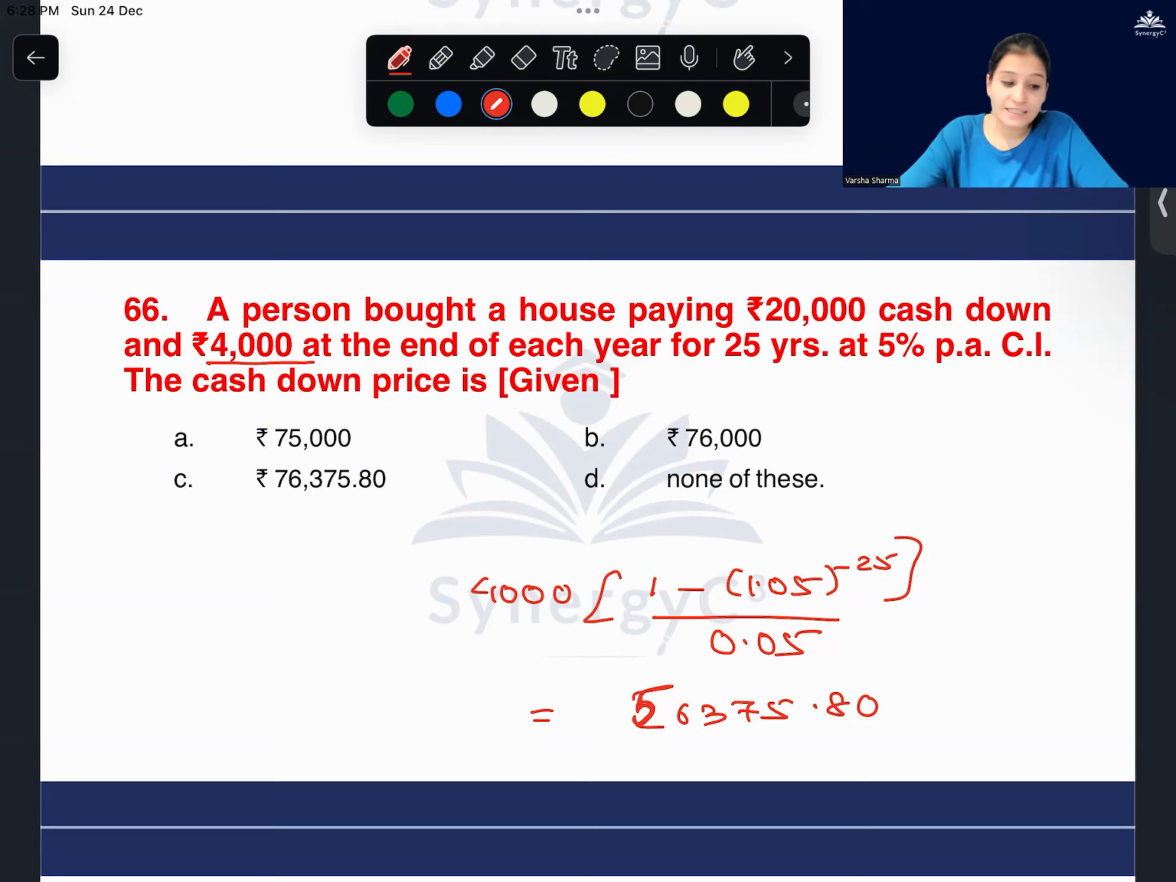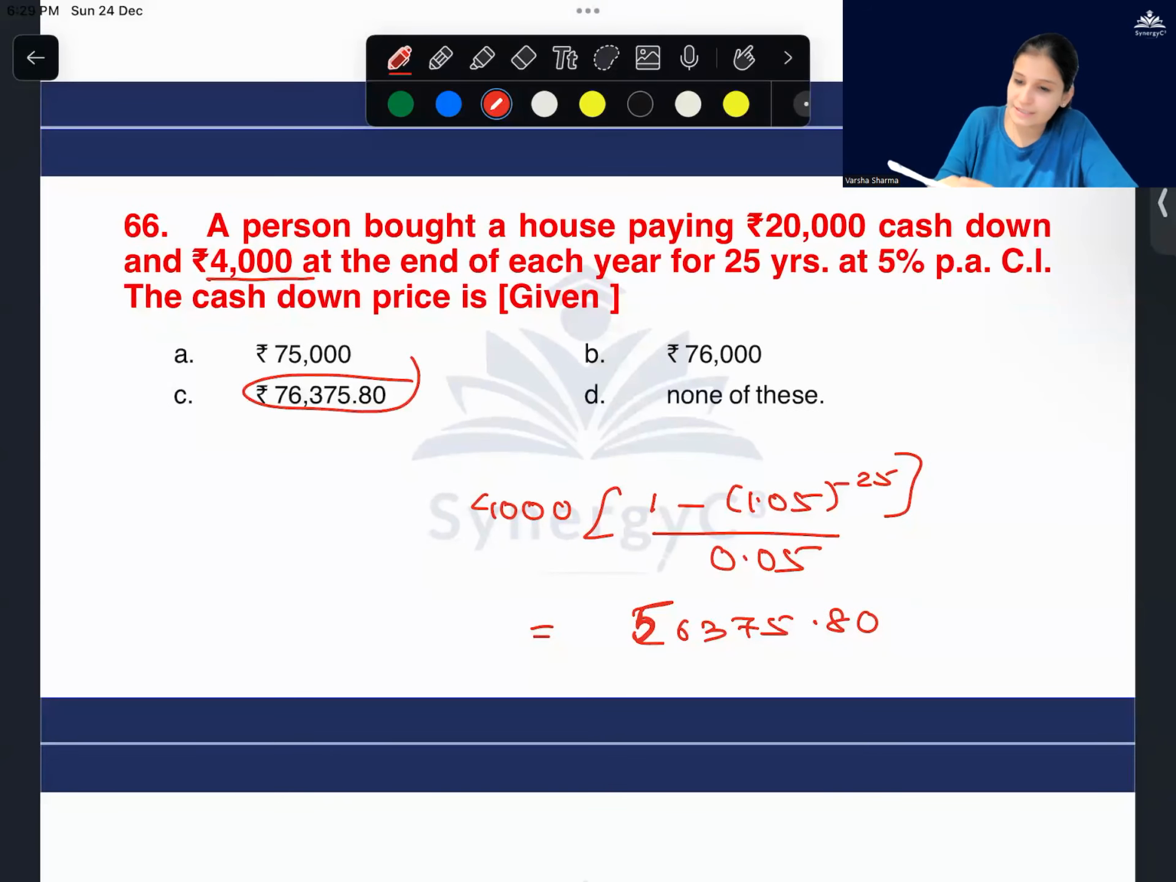56,375.80. This is my loan amount. But in order to buy the house, I already made a down payment of 20,000. So my total cost of the house will be how much? The down payment plus the loan amount. So 20,000 plus this. So that is 76,375.80.